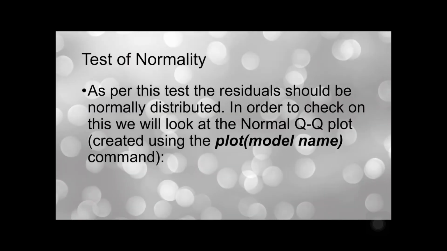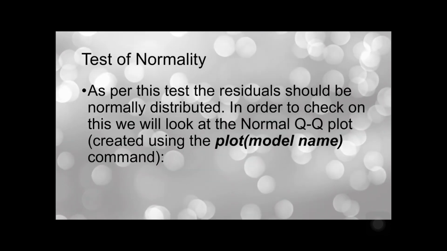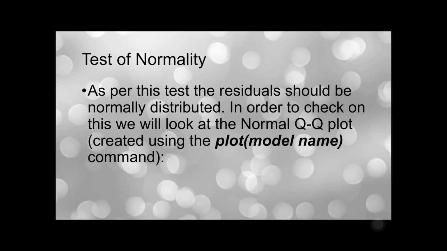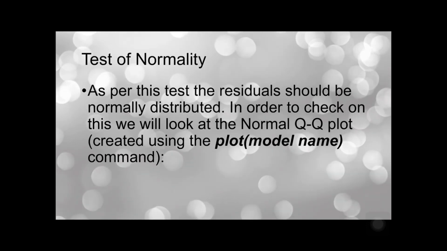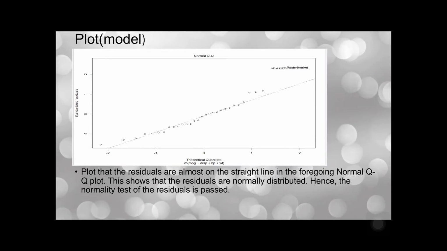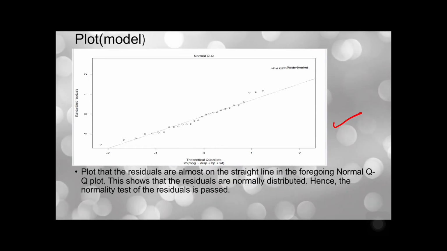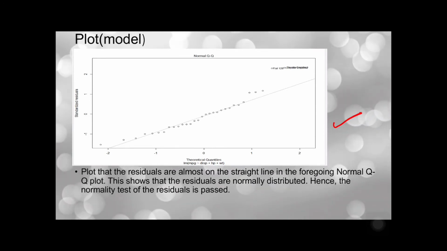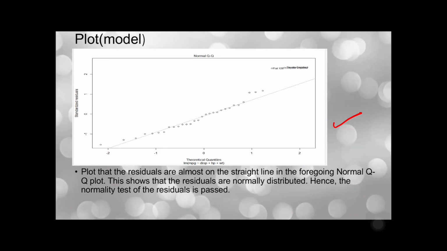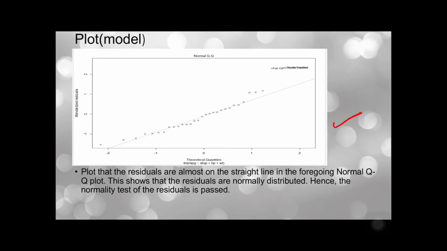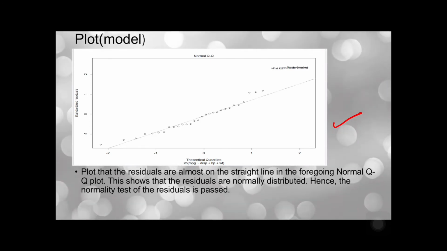Now the next is the test of normality. As per this test, the residuals should be normally distributed. In order to check this, we look at the normal QQ plot created using the command plot in brackets model name. So when we use the command plot with the model name, we get a plot like this. In this plot, the residuals are almost on the straight line in the foregoing normal QQ plot. This shows that the residuals are normally distributed and hence the normality test for the residual is passed. So it is very easy to perform the normality test using the plot command.